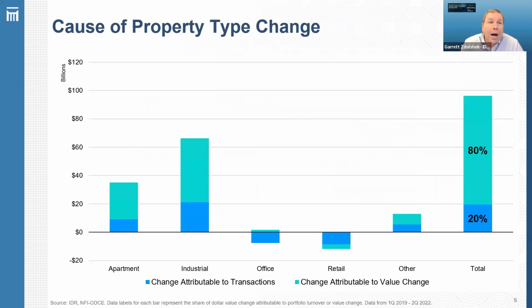So we went back and looked at the change in sector allocation. How much of it was because of net buying and selling versus just value change? Because when the value of industrial goes up, it's a bigger percentage of the index, right? And this was really surprising to us. 80% of the weighting change has come from value change alone. So just the appreciation and depreciation has really driven that big sector shift.